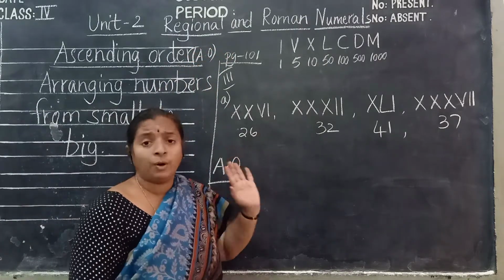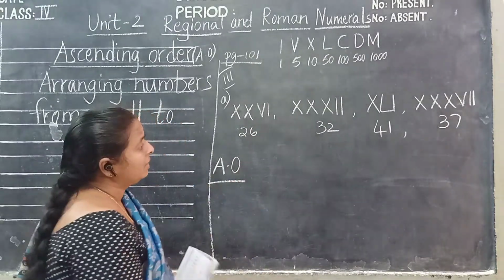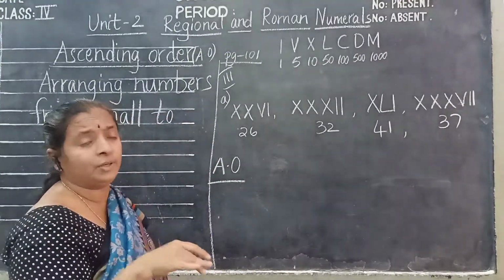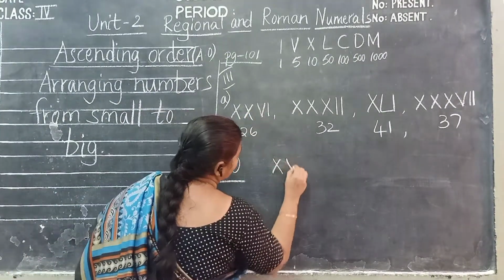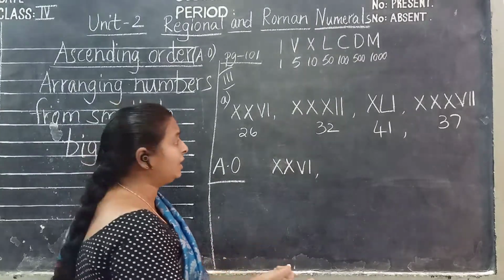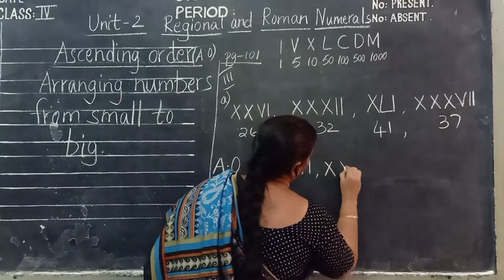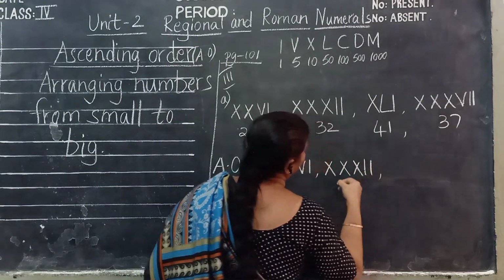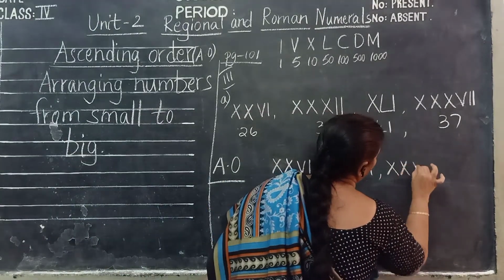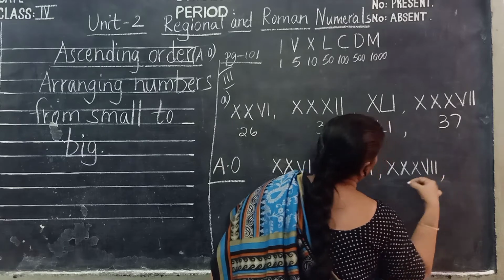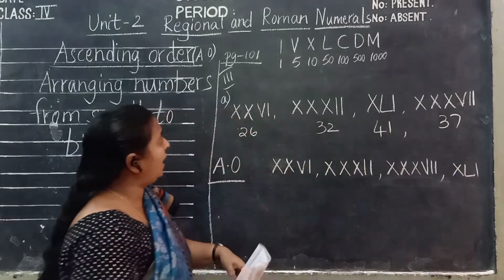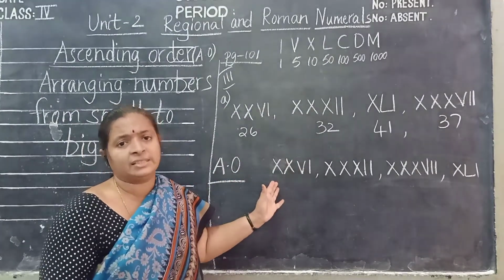See children, now small to big, which is the smallest number? See children, 26. So no need of writing Hindu-Arabic numerals. Write this one, children. Then what next? After 26, 32. Then after 32, 37. Then 41, last. See children, they were given in an improper way and we changed them into ascending order, children.